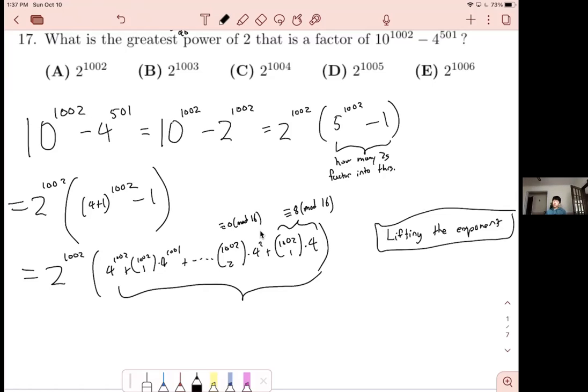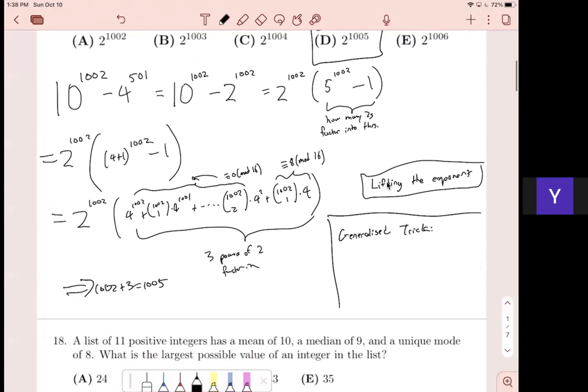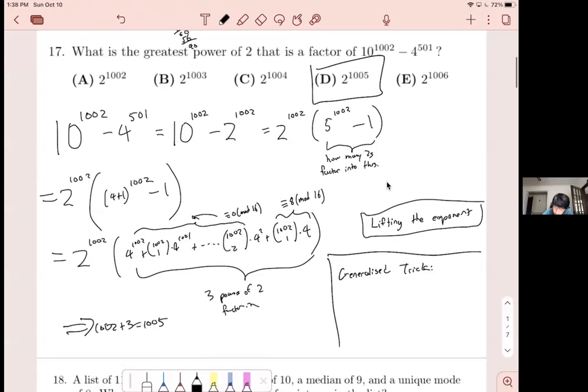Yeah, this is a pretty common trick. The generalized trick... okay, now I see it.